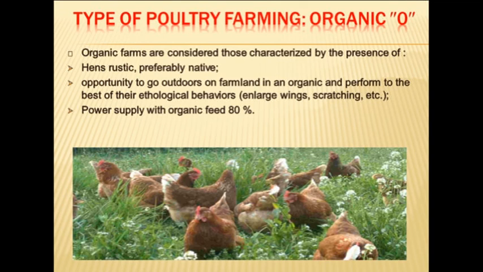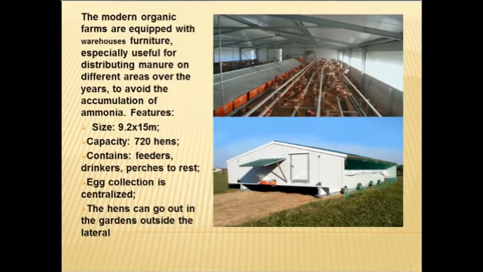Type of poultry farming: organic, number 0. Organic farms are those characterized by the presence of rustic hens, preferably native, with the opportunity to go outdoors on organic farmland and perform their ethological behaviors to the best. Power supply with organic feed 80%. The modern organic farms are equipped with movable sheds, especially useful for distributing manure on different areas over the years to avoid the accumulation of ammonia.